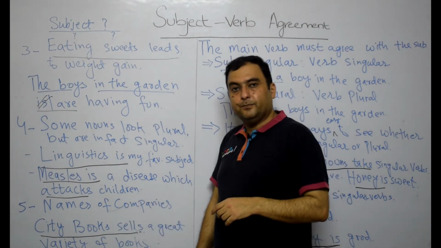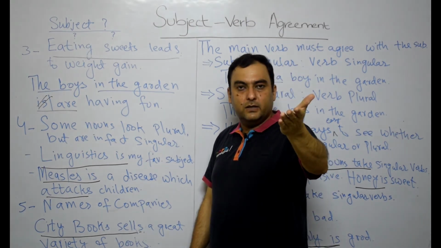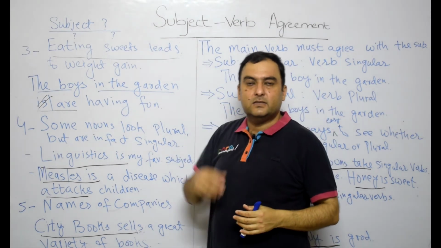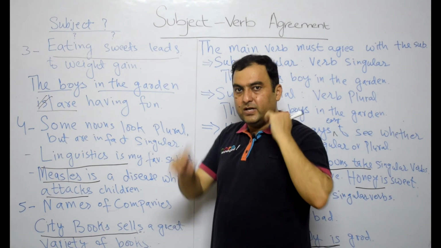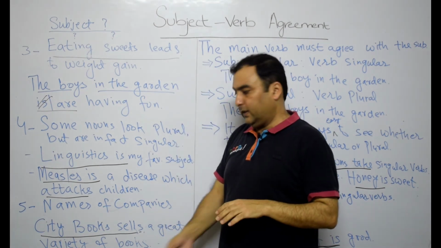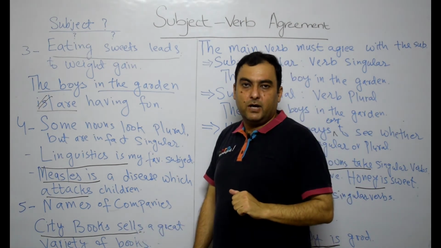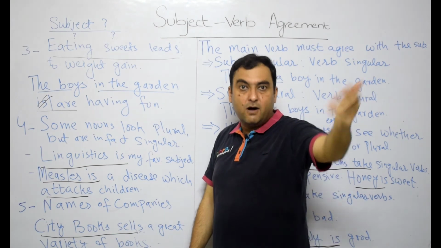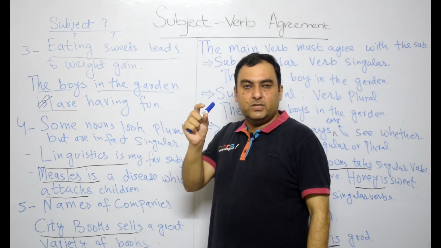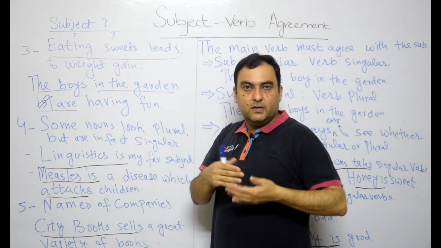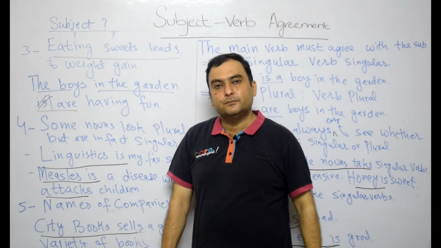The last point, what about the names of companies, for example, where the name is plural? Let's say City Books, for example. So we have books, but we treat this as a singular. So the example sentence is, City Books sells a great variety of books, or City Books is not very far from here, for example. So City Books, or any other company's name which has a plural word in it, still we treat it as a singular, and the verb is used accordingly.